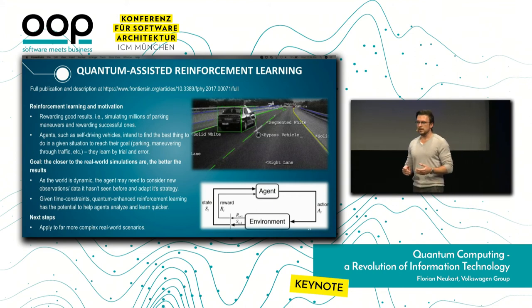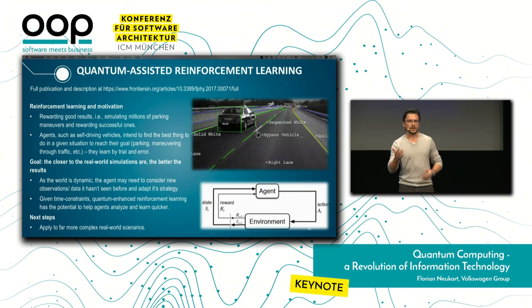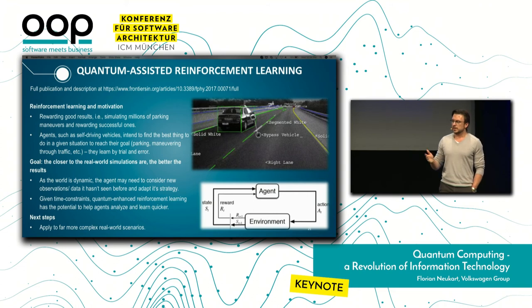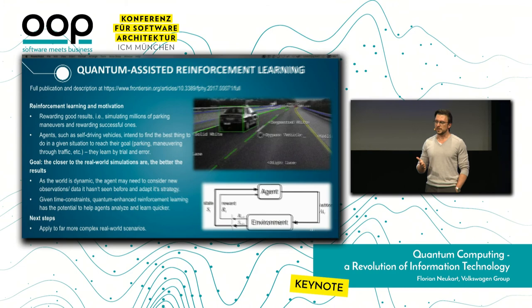And the next thing you could do, instead of letting one person execute 1 million parking maneuvers, is let the software simulate the behavior. So I simulate it 1 million times, which is a lot faster, and learn from these observations. And that's what we did. So we learned from simulated behavior.